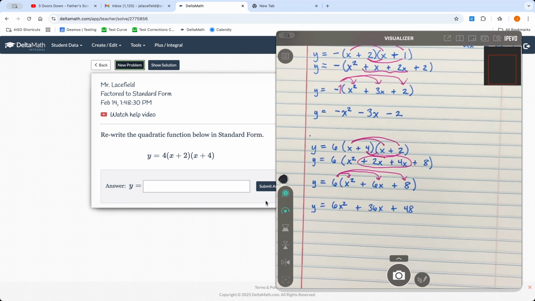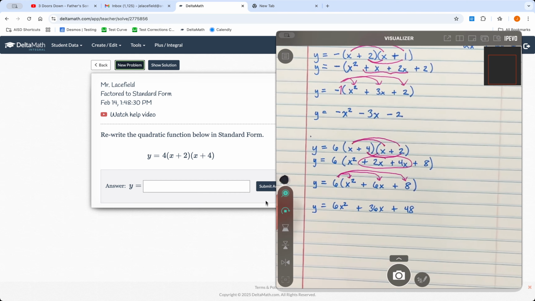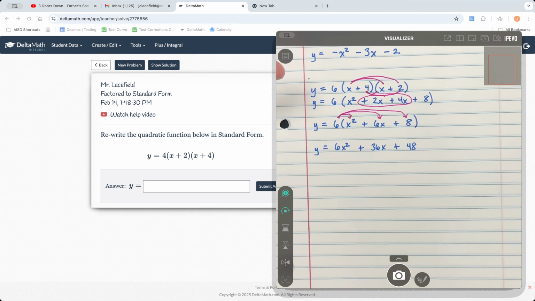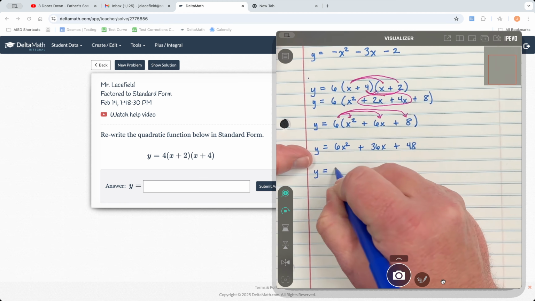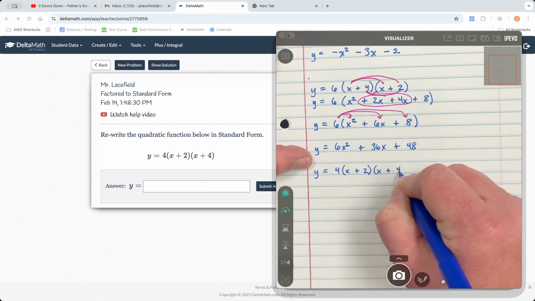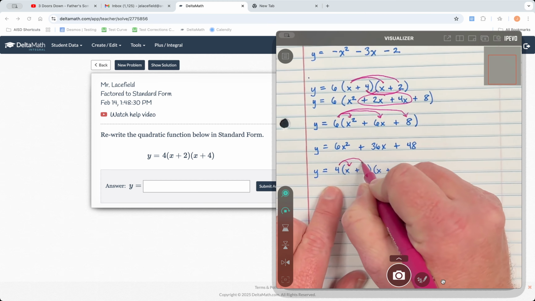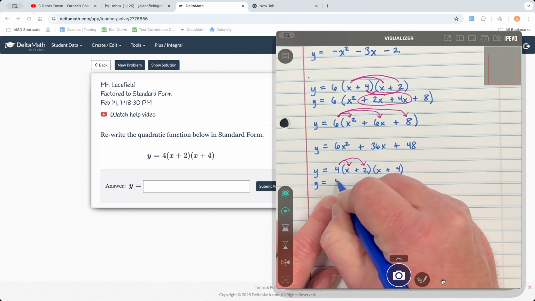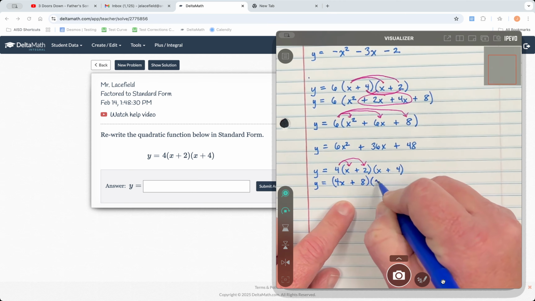Okay, I'm going to do one more to show that if I went one different route, I could still end up with the same conclusion. So I'm just going to take this problem here. We have y equals 4 times (x plus 2) times (x plus 4). Instead of FOILing first, if I distributed here, then we're going to be left with y equals 4x plus 8, and that is still being multiplied by x plus 4.